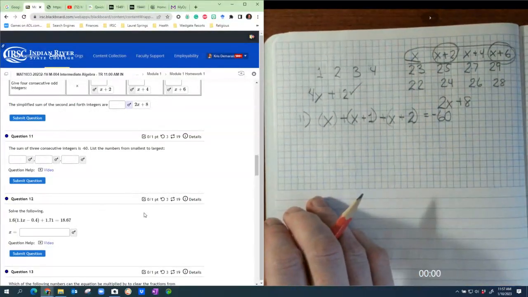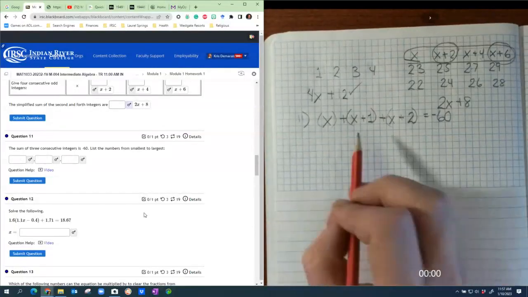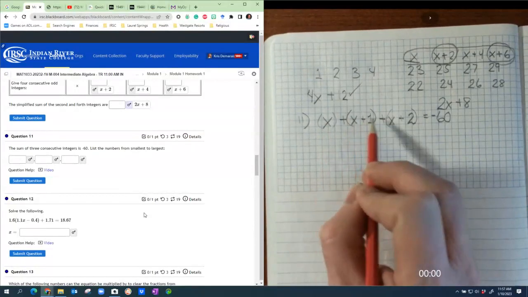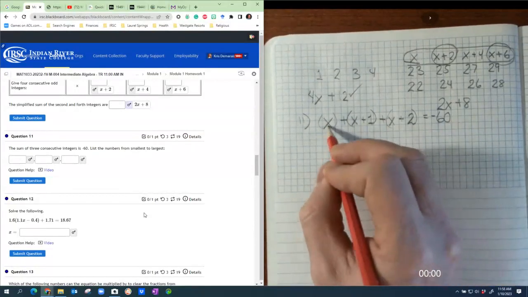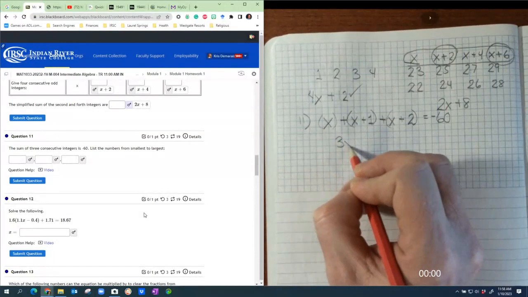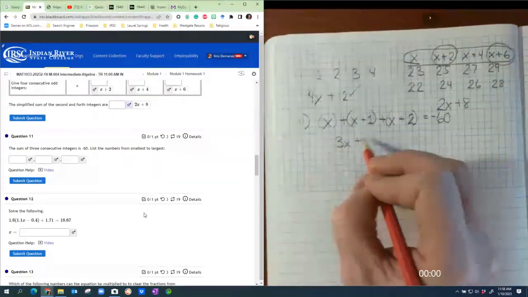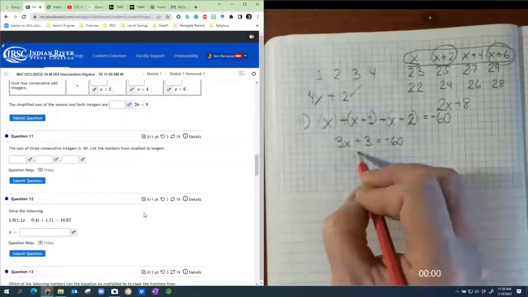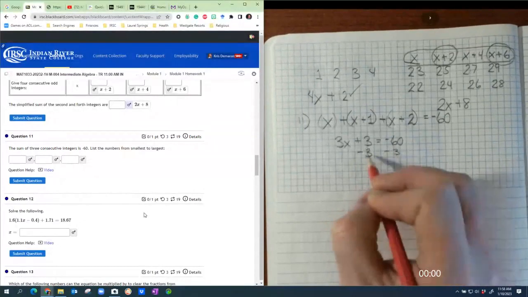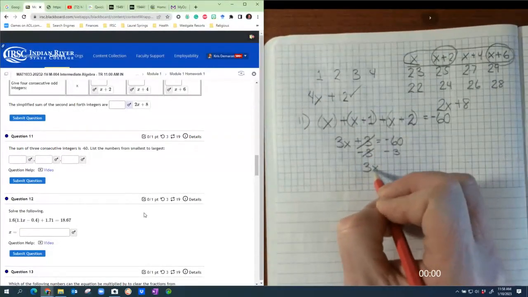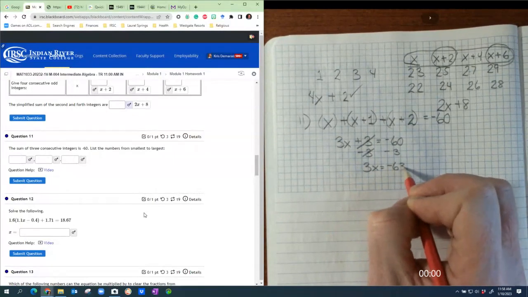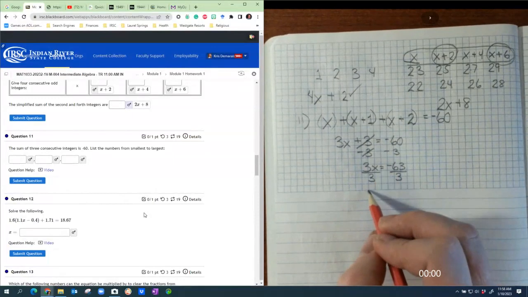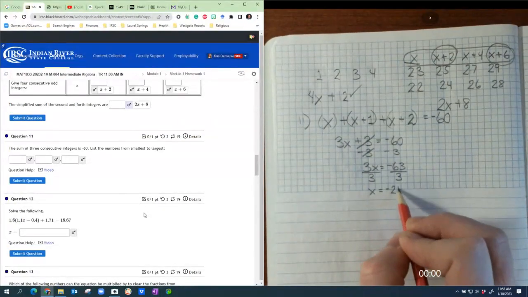It says list the numbers from smallest to largest. But before we do that, we need to know what x is. Once we find out what x is, we can then put x here, and then x plus 1, and then x plus 2. So x plus x plus x equals 3x, and then we have plus 3 equals negative 60. Subtracting 3 from both sides, we get 3x equals negative 63. Then dividing both sides by 3, we get x equals negative 21.